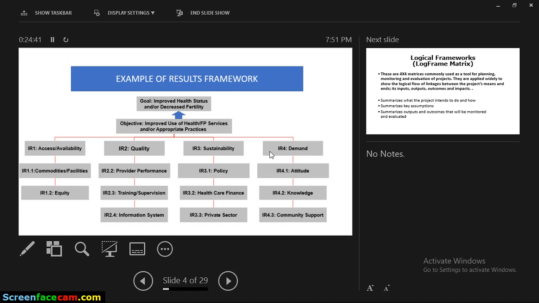We'll see that people will be trained, right? And there will be supervision while we are conducting those trainings, right? Then once people are trained, what are we going to see? Provider performance. And provider performance will result in what? Quality service being administered to the community.